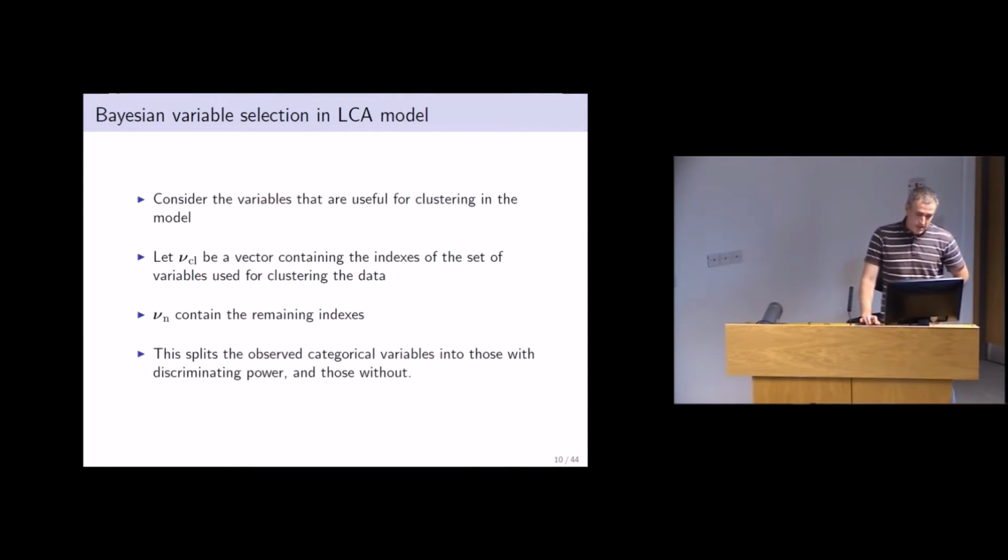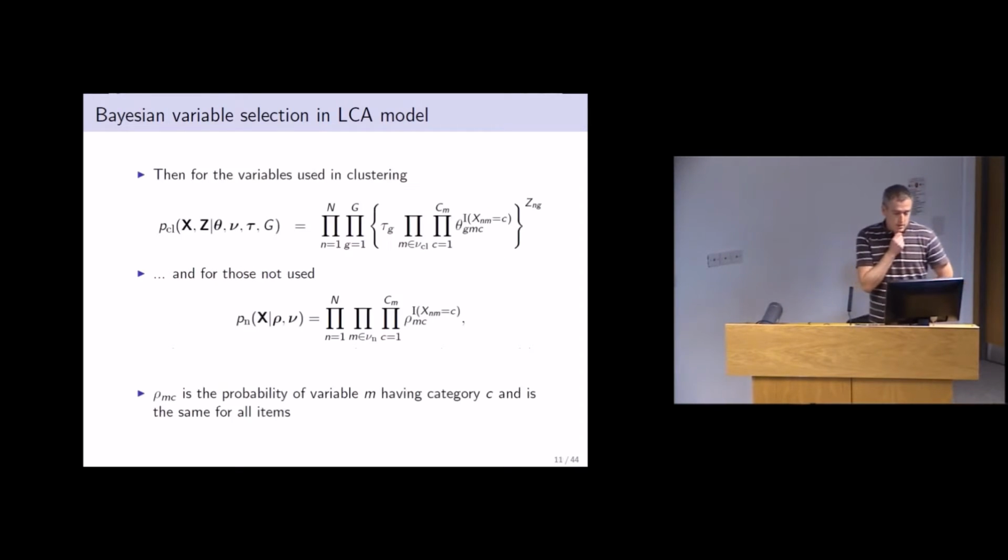And so we're going to take the latent class analysis model and change it a little bit now to do variable selection in latent class analysis. So we're going to model the two parts of the data separately. For the variables that are useful for clustering, we're going to take the original latent class analysis model as before.